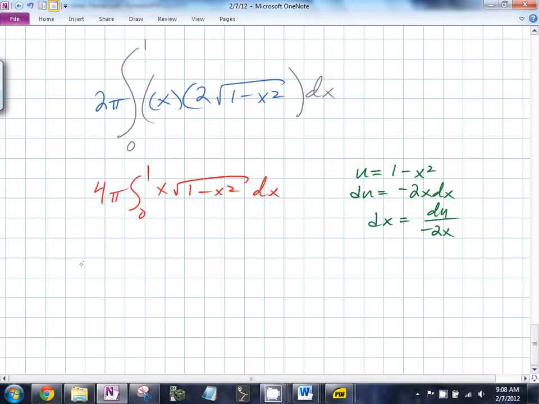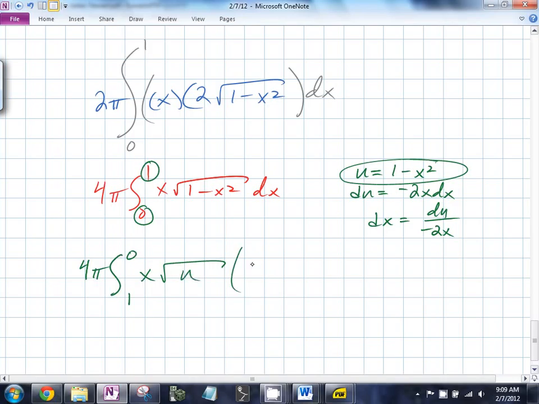What do we do now? Plug it back in. We have 4 pi, the integral from what to what? From 1 to 0. Why? These are x values, and we're now in u values. You use this relationship: plug in 0, what do you get? Plug in 1, what do you get? 1 and 0. Totally fine. Of x times the square root of what? u. Careful. Times du over negative 2x.